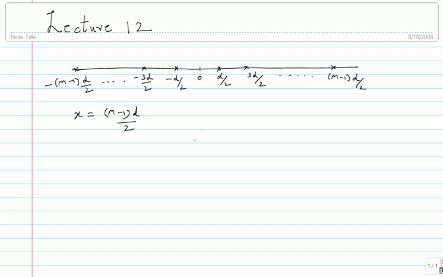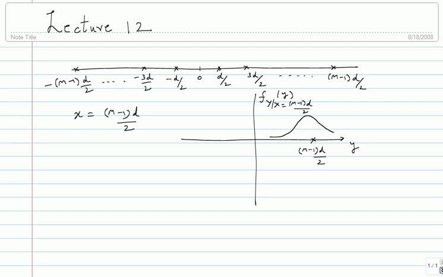So for that, what will the conditional PDF look like? This is the conditional PDF, f of y given x equals m minus 1 d by 2. It will be a normal centered at m minus 1 d by 2 and variance N naught by 2. So roughly maybe it looks like this, and the peak will occur here.